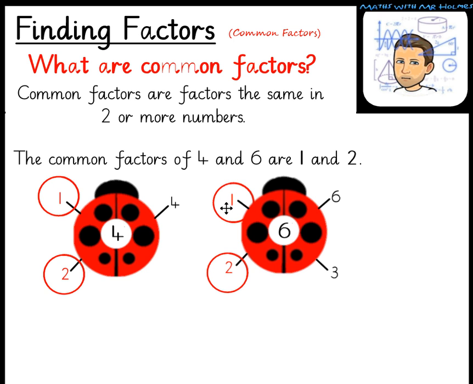As you can see here, 1 is a factor of both 4 and 6, and 2 is a factor of 4 and 6. They do have other factors, but 4 has a factor of 4, but 6 doesn't. And likewise, 6 has a factor of 3 and 6, but 4 doesn't.